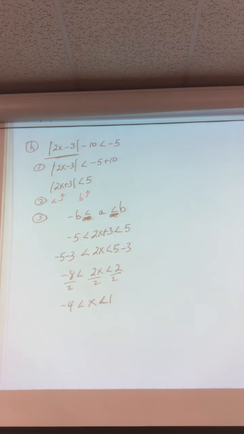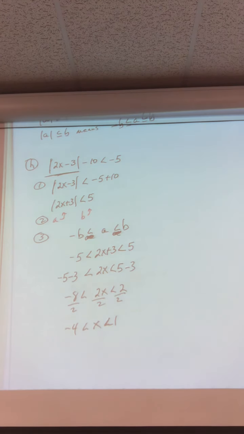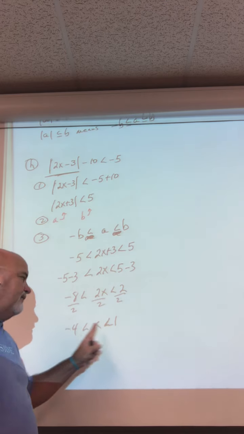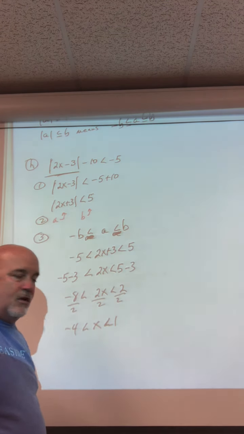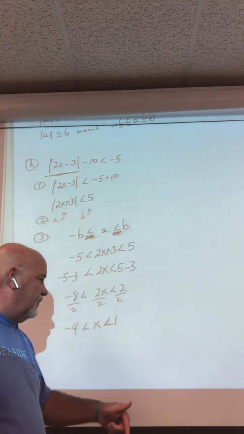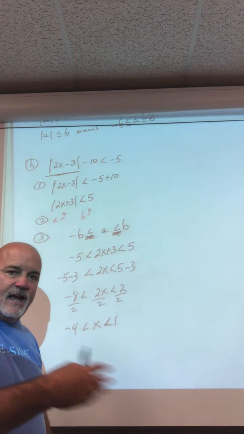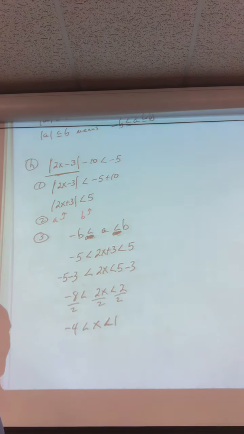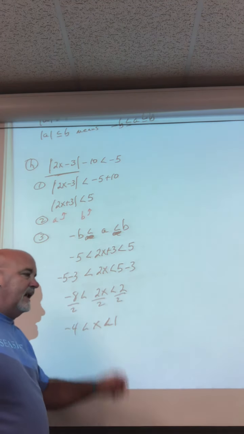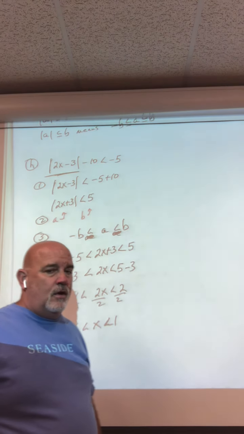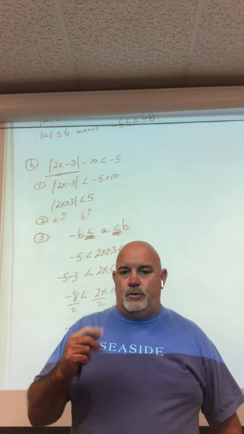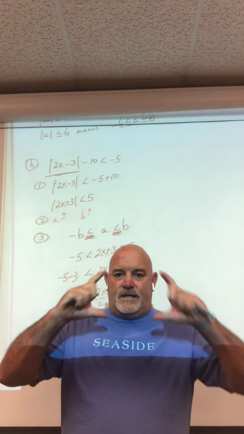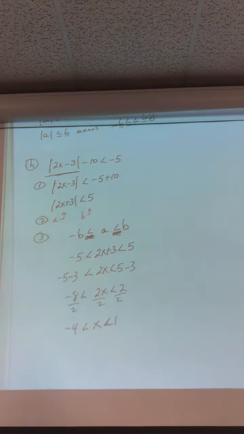So what this means is if you pick any number between negative 4 and 1, now you can't pick negative 4 or 1 because there's no equal to's. But negative 3, negative 2, negative 1, 0, or any of the decimals in between negative 4 and 1, it will make that inequality up there be true. But if you pick anything outside of that, it won't. So notice formula 2, the graph was everything outside. Formula 3 is everything between the two numbers.